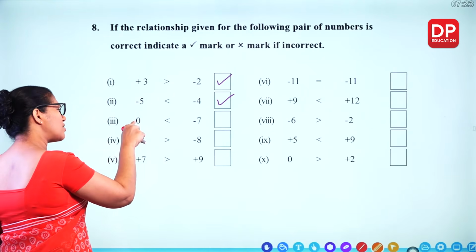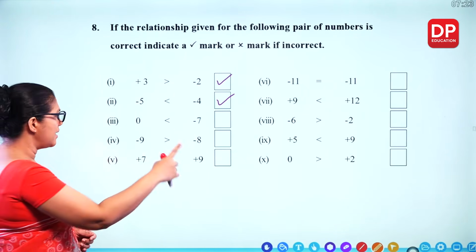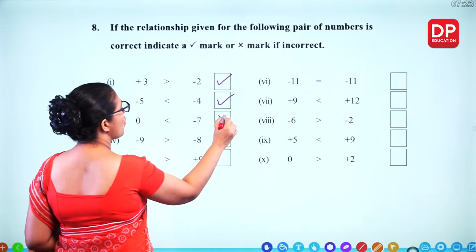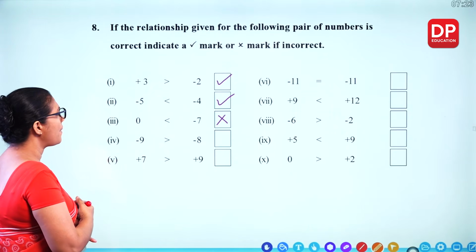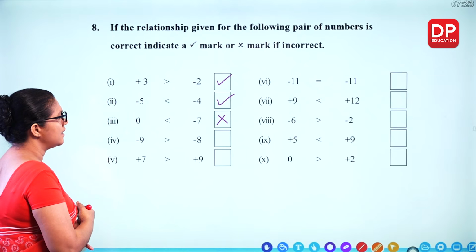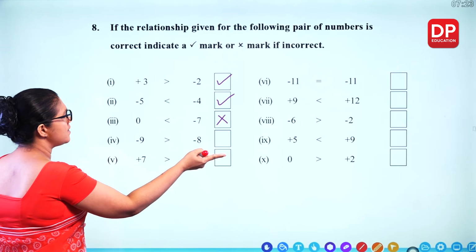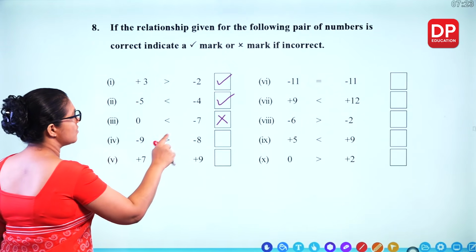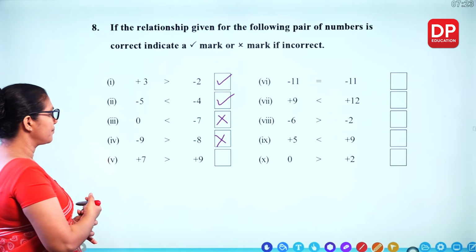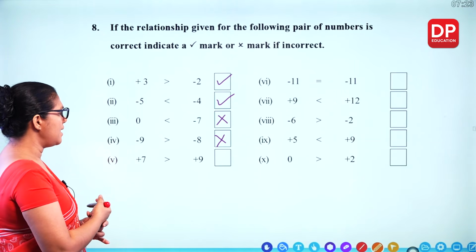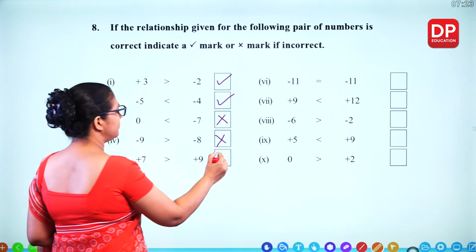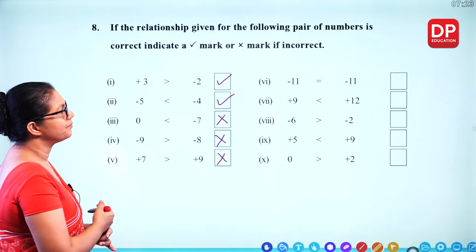0 and minus 7. That's wrong, because 0 is to the right side. It should be greater. So that's wrong. Minus 9 and minus 8. Minus 8 is towards the right side. So that's also wrong. Plus 7 and plus 9. 9 is bigger. That's wrong.